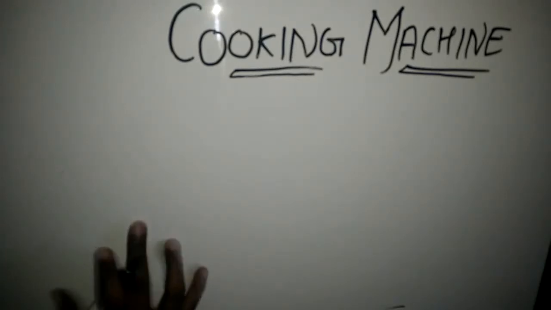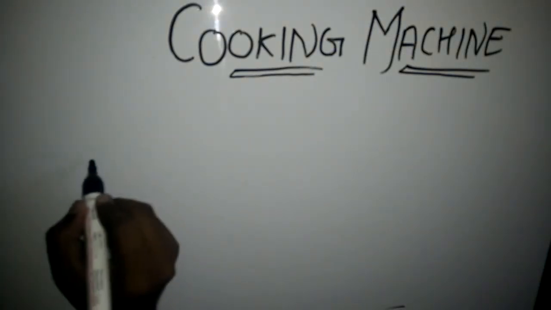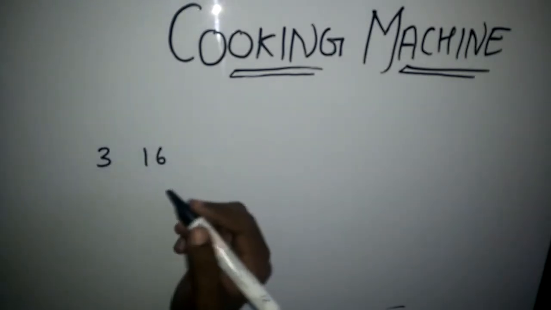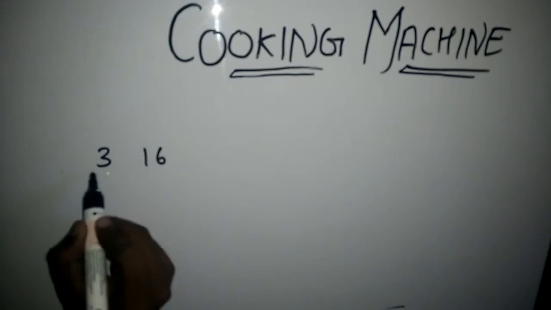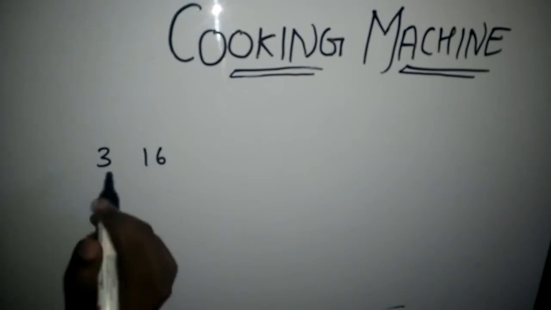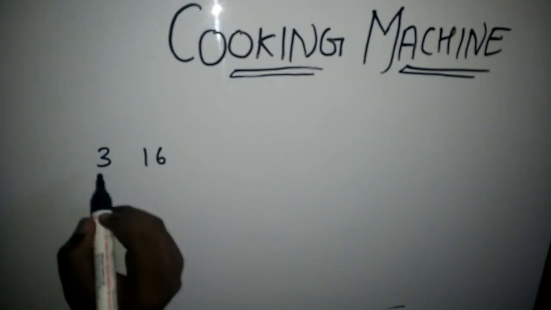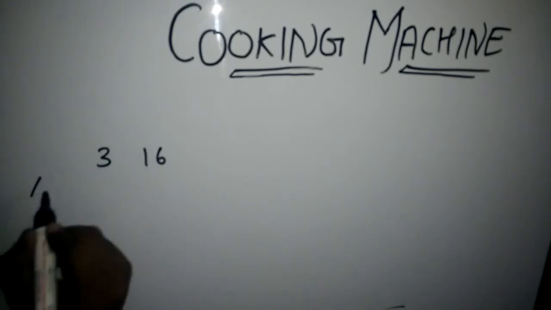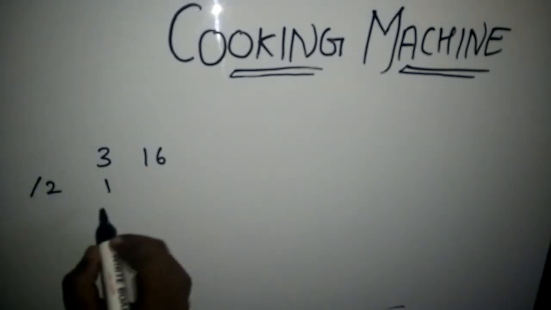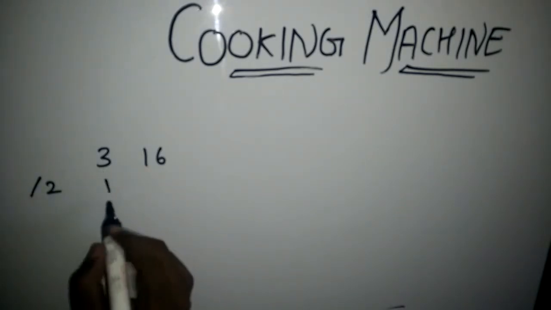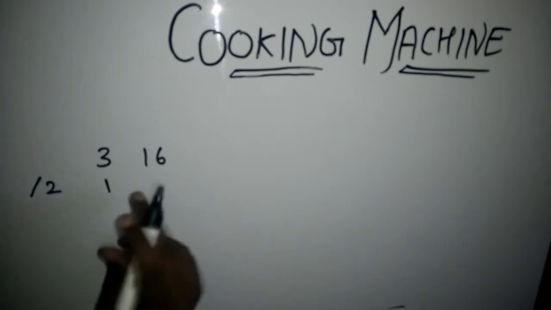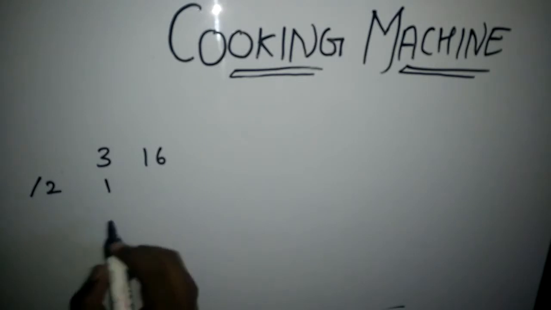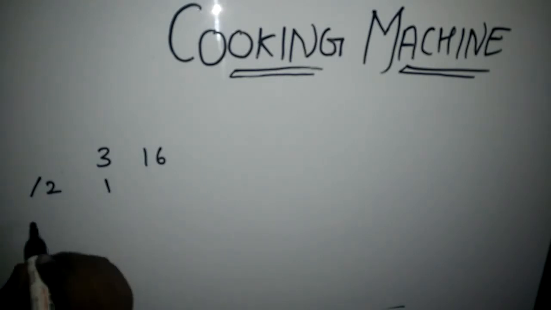Now let's take a few examples. Suppose the actual setting is 3 and the desired setting is 16. First you have to check if the actual setting is a power of 2 or not. Now 3 is not a power of 2, so we divide 3 until we make it a power of 2. So we divide it by 2 and we get 1. Now 1 is a power of 2, and since 1 is a power of 2, we check if 1 is greater than or less than the desired setting. 1 is definitely less than the desired setting. So hence we multiply 1 by 2.